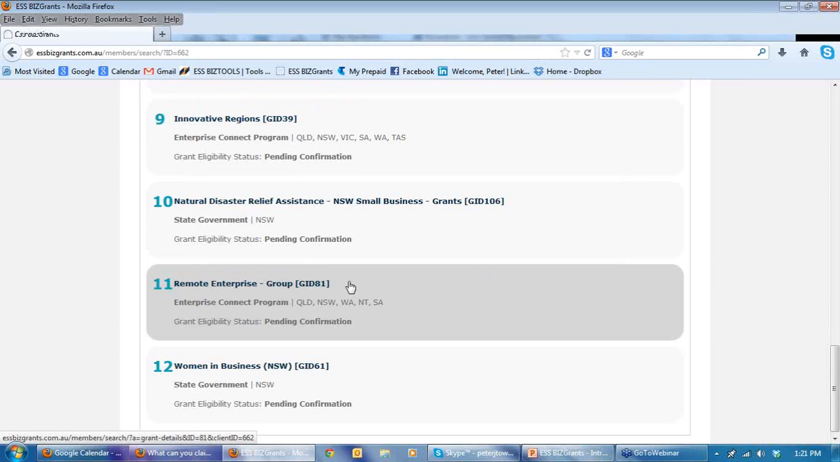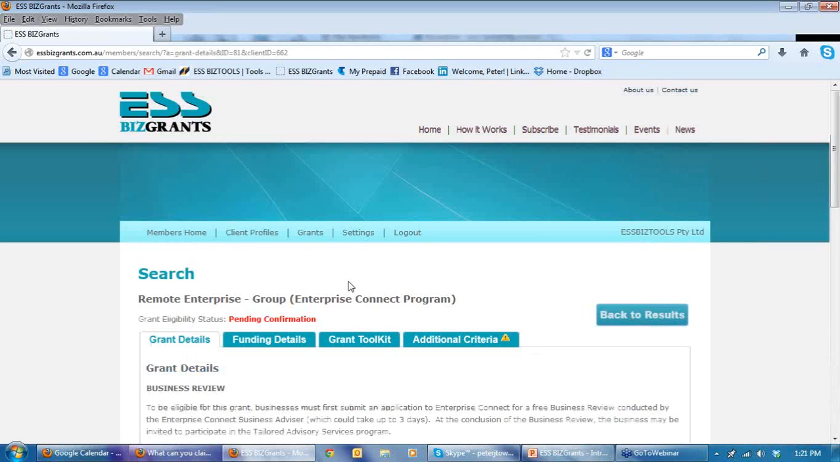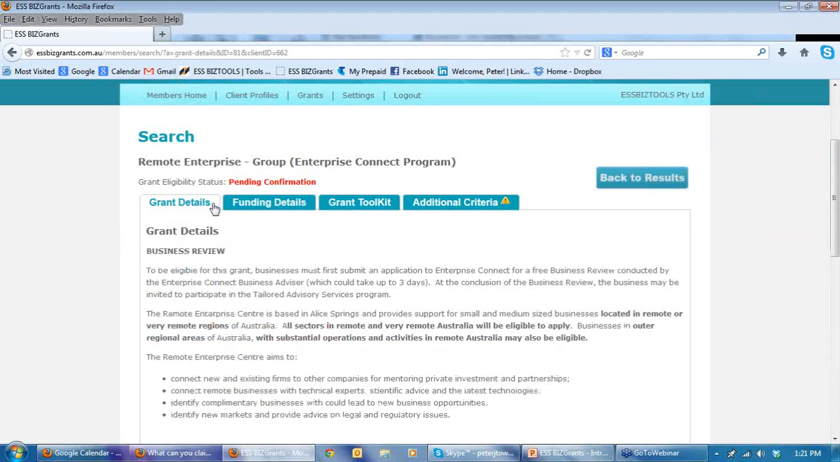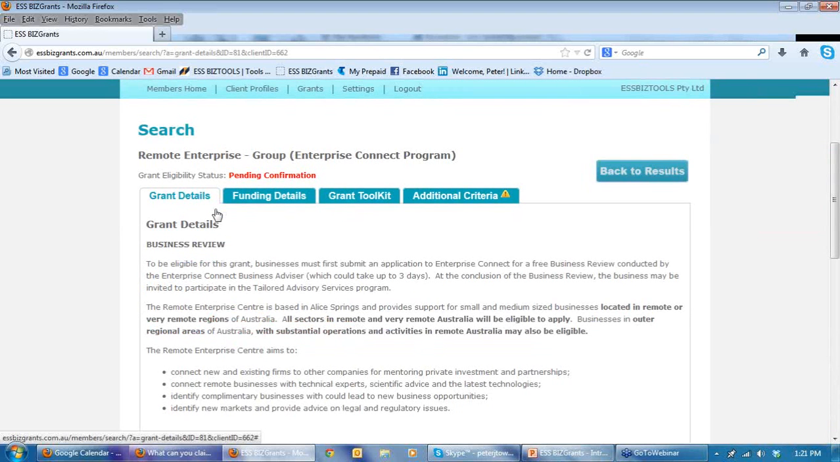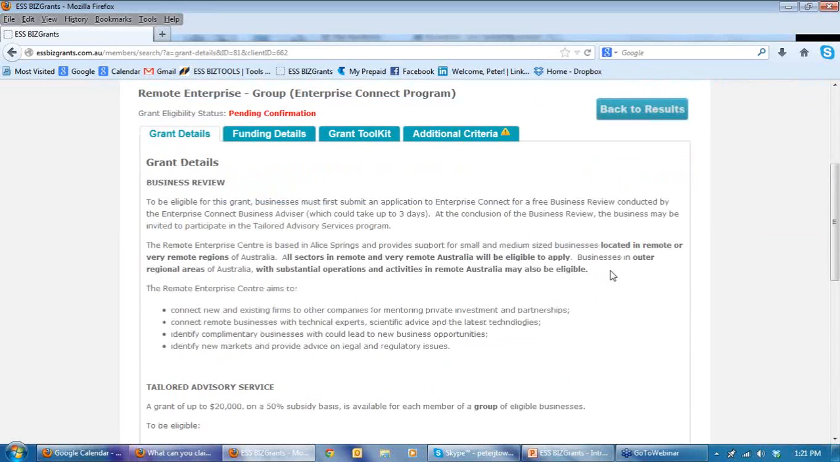If we click on to remote enterprise, now this is an Enterprise Connect grant, and you have grant details. If you see here, what it's talking about is remote enterprises are normally located in remote or very remote areas. But businesses in outer regional areas, and if you remember, the system identified that this tea house in Forbes was in an outer regional area, with substantial operations activities in remote Australia, may be eligible to apply.